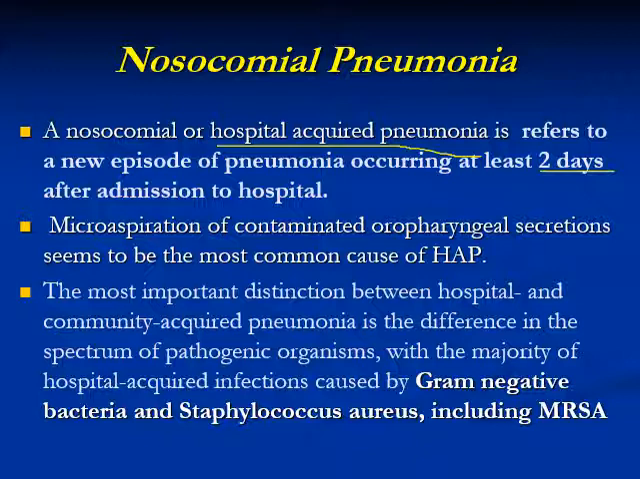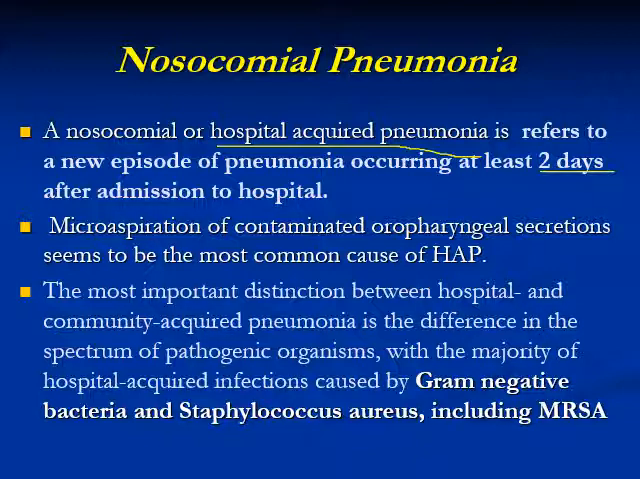And hospital-acquired pneumonia includes the pneumonia occurring in the surgical ward, medical ward, gynecological ward, or in the intensive care unit, or where the patient was on a ventilator, called ventilation-associated pneumonia. So nosocomial pneumonia or hospital-acquired pneumonia refers to the acute episode or new episode of pneumonia occurring at least 2 days after admission to the hospital.